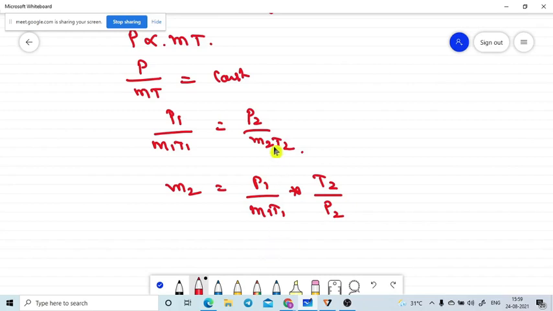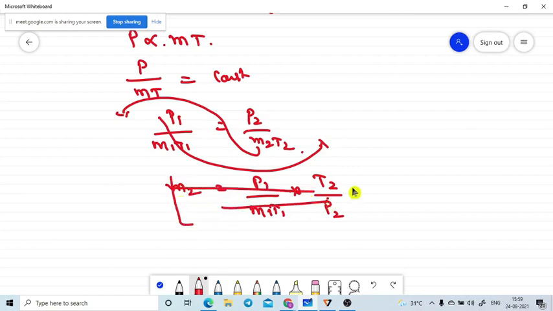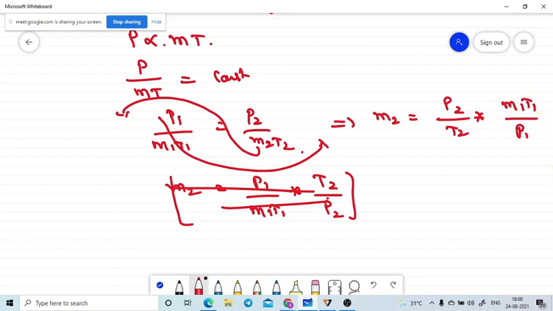Just I bring this M to this side, so the remaining terms I send to this side. No, wrong. I wrote it wrong, so let me cross this one. So M2 is equal to P2 divided by T2 into M1 T1 divided by P1. So that is the formula.